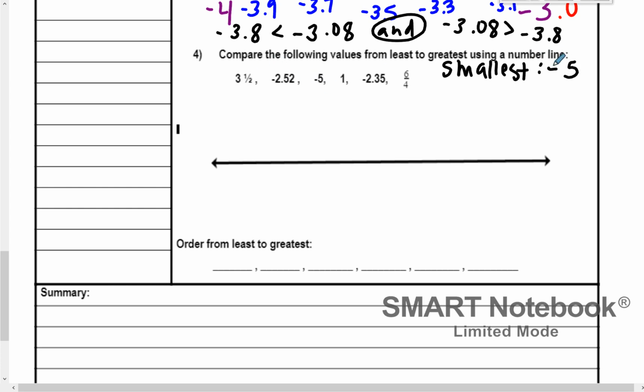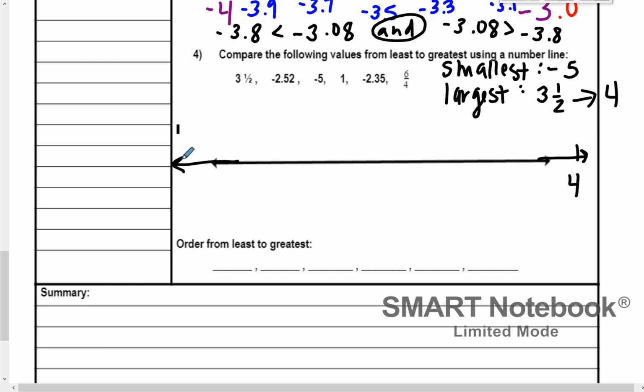Our largest value is going to be, looks like 3.5. Okay, but in order to get 3.5, it goes past 3, so we need to go to 4. So here we're going to have a positive, and I'm actually going to extend this line so we're not cramming it in.